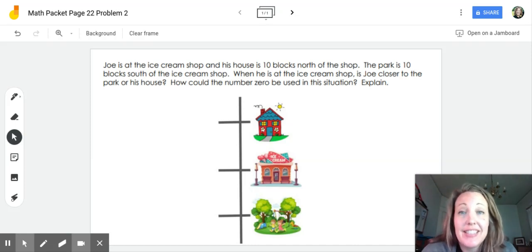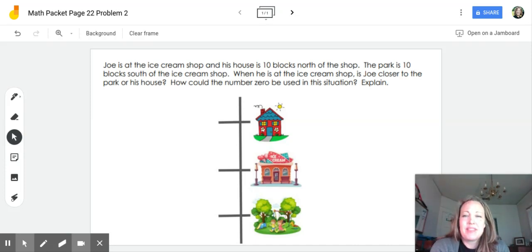Joe is lucky because he gets to go to an ice cream shop today. I might have to go get some somewhere where I can get it at a drive-through, I guess. And he's at the ice cream shop.